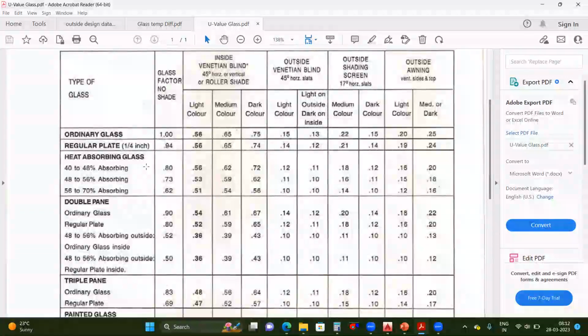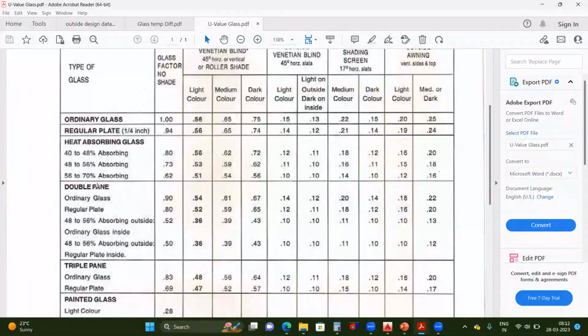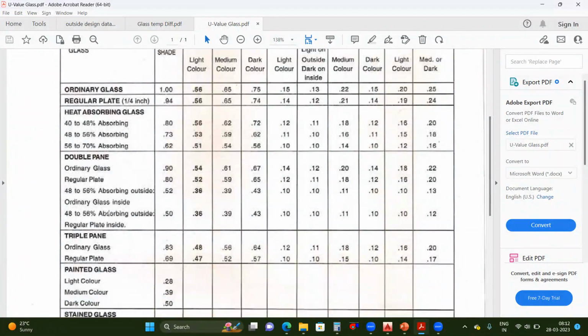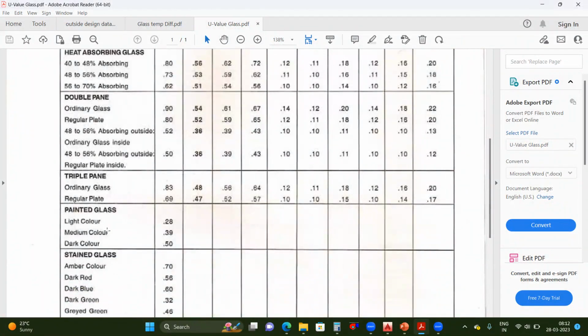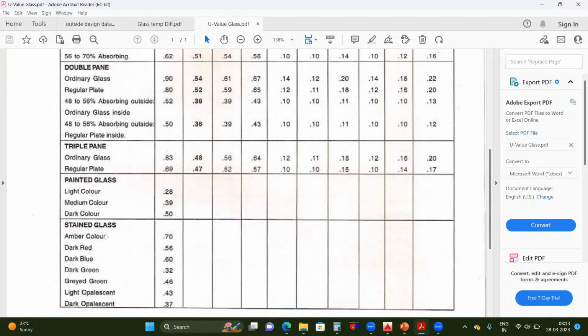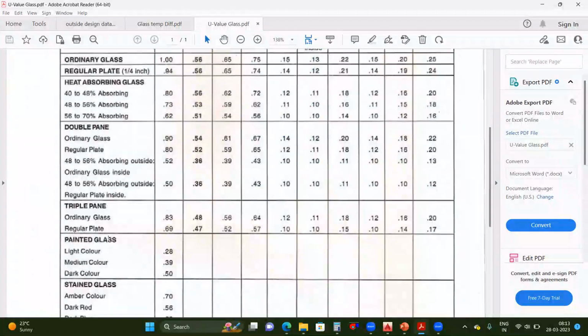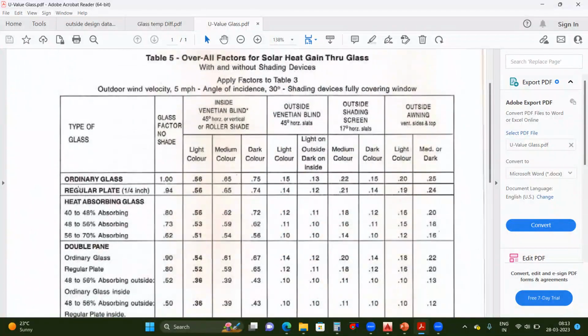Some glasses will absorb the heat, so that will give some advantage to our heat load calculation. So if it is that kind of glass, we need to take these values. And double pane, the single glass or double glasses, and triple pane, triple glasses. Painted glass, where the glass is painted to absorb some heat, and stained glass. So these are the different types of glasses. As of now, I will take it as ordinary glass.